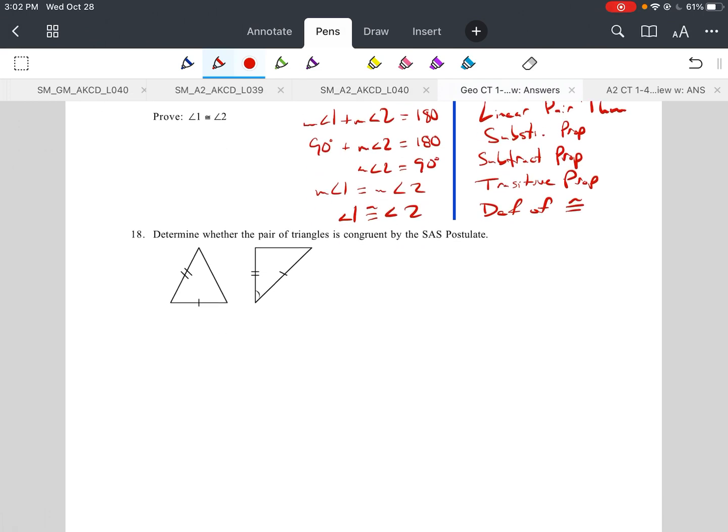Number 18, determine whether the pair of triangles is congruent by SAS. Well, side angle side. First of all, they don't give me any angles in here, so I got nothing to work with. So no, it can't be. So that's a big fat no on 18.